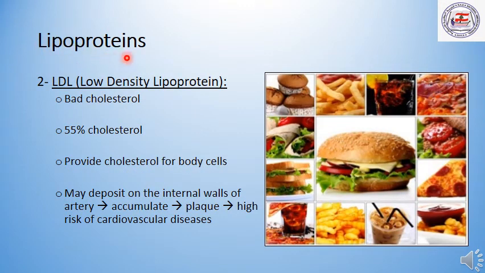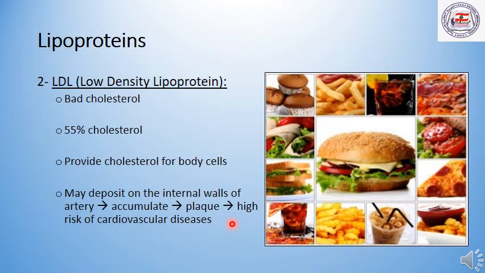The second type of lipoproteins is the LDL, which stands for low density lipoprotein. It is the bad cholesterol that we covered before. 55% of this molecule is made up of cholesterol, and this type of lipoprotein provides cholesterol for all the body cells. It may deposit on the internal walls of the arteries, which can lead to accumulation and therefore formation of a plaque. As a result, this can lead to high risk of cardiovascular diseases.